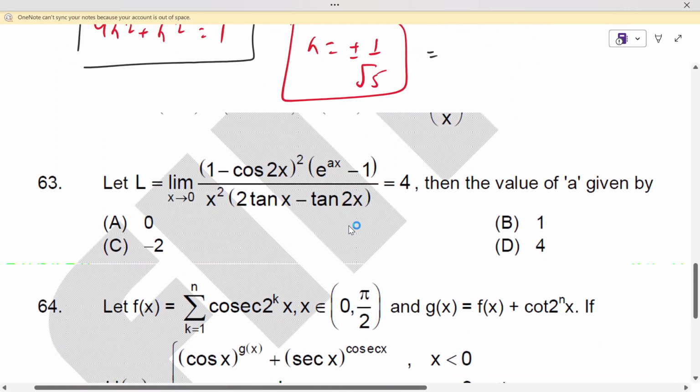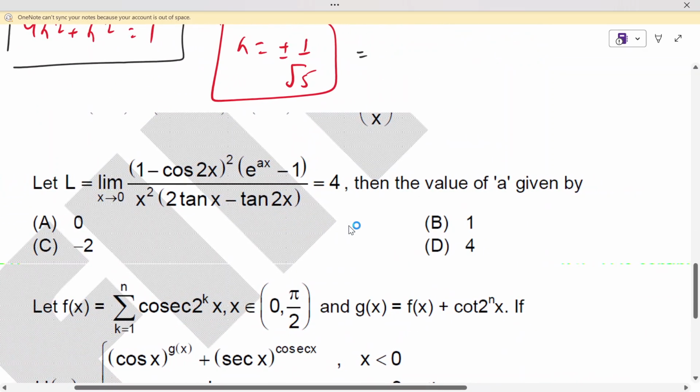What it says in this one. Question 63 says the limit of (1 plus cos 2x) times (e to the power ax minus 1) is this thing. As far as this question is concerned, the first thing is we can replace 1 minus cos 2x as 2 sin square x, right?